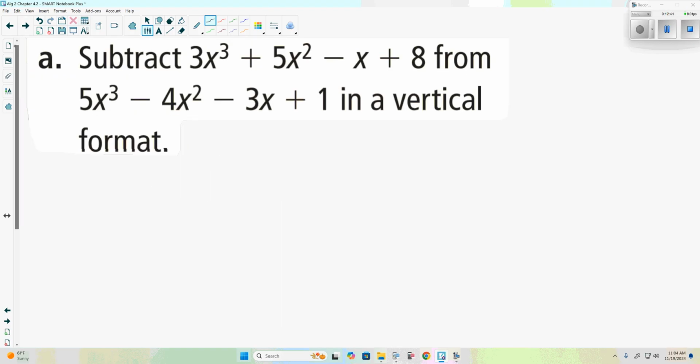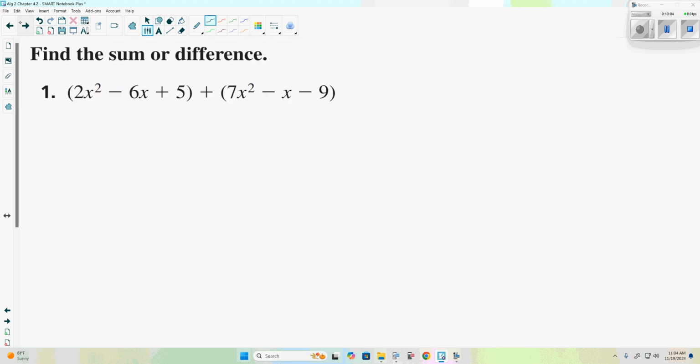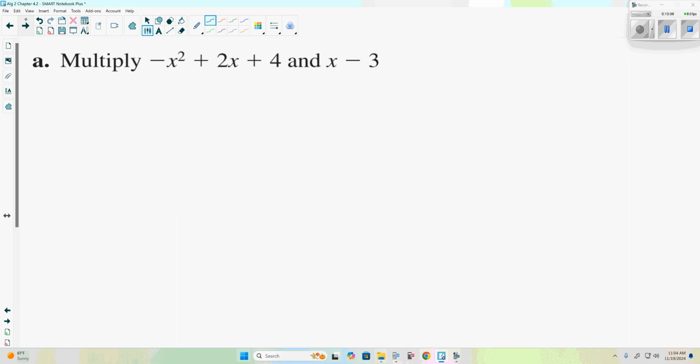How do we feel about subtraction? Yeah, it's about the same as addition, but we need to make sure that that negative is applied properly. That's the only thing. We need to see another example of subtracting. We feel good with this here. If we feel good with addition and subtraction, we'll move on to multiplication.